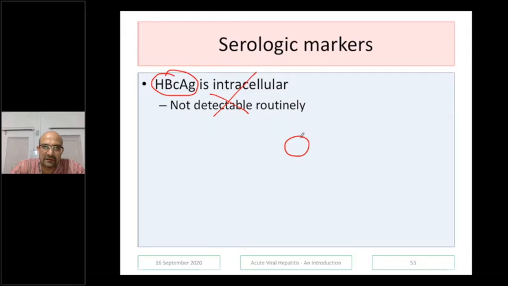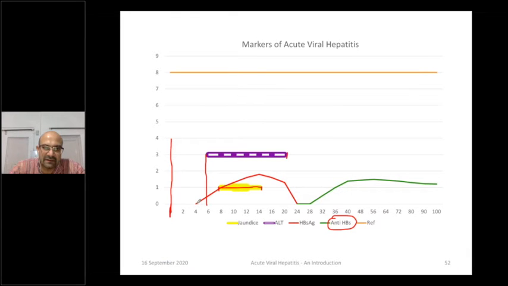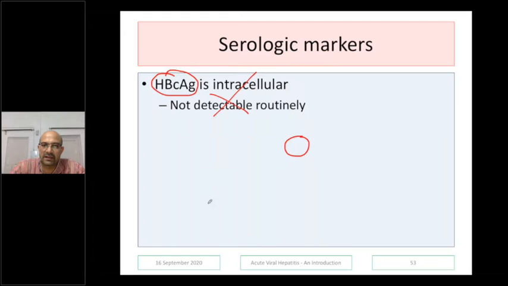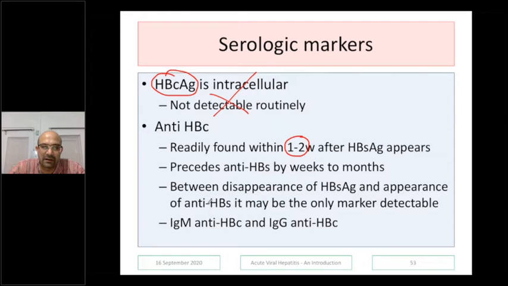HBsAg. So if HBs antigen was appearing here, we would see somewhere here the HB core antibody start appearing, and it precedes anti-HBs antibody by several weeks. So between the disappearance of HBs antigen and the appearance of anti-HBs antibody, this may be the only detectable marker. Please remember, this is also an MCQ question which you will often get asked. This period is called the window period, which has the only detectable marker.